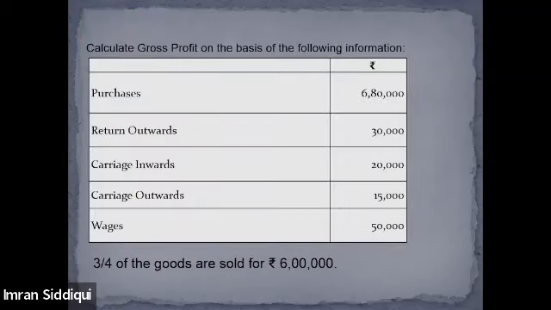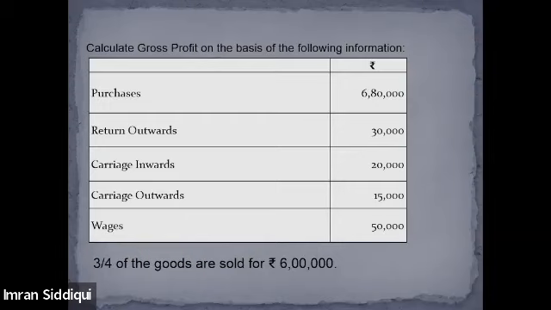Question number 9. This is a little difficult compared with the previous questions. It says we need to determine the gross profit on the basis of the following information: purchases, return outward, carriage inward, carriage outward. Wages is given. Three-fourth of the goods are sold for rupees 6 lakh. So this is the sales value of three-fourth of the goods. And we need to find out the gross profit. So just keep that in mind.